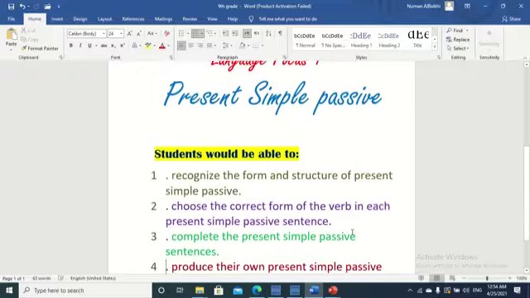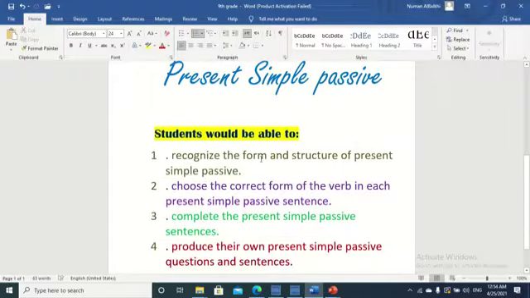So, students would be able to recognize the form and structure of the present simple passive, choose the correct form of the verb in each present simple passive sentence, complete the present simple passive sentences, and the most important, to produce their own present simple passive questions and sentences.